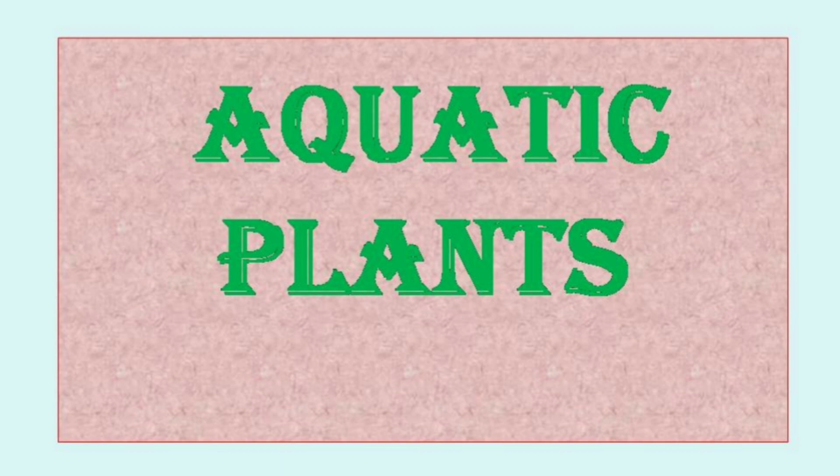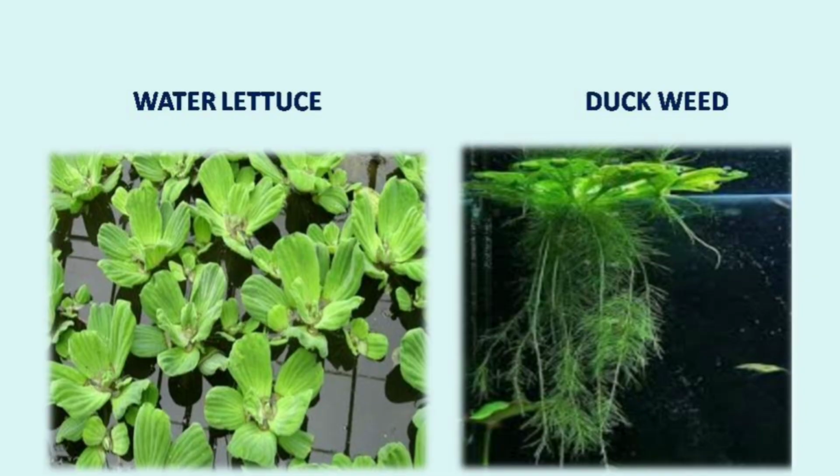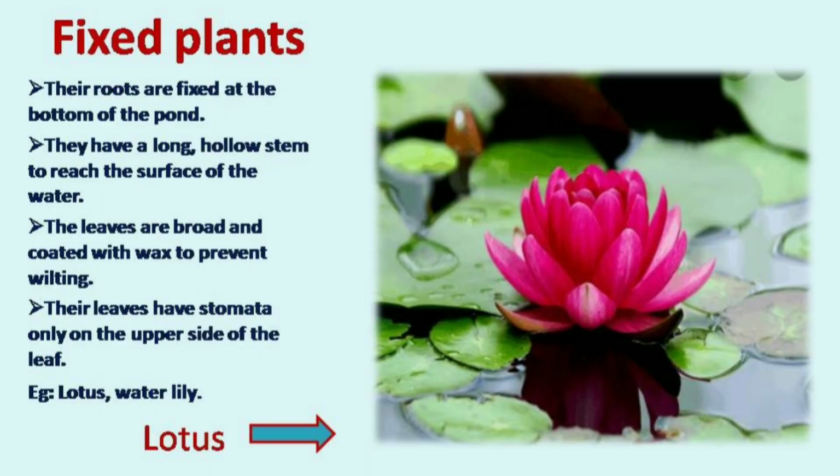Aquatic plants. As I have mentioned earlier, the aquatic plants are the plants that live in water. And based on the features, they are divided into three categories. They are the floating plants, and the features of these plants are these are light, spongy, and float on the surface of the water. The roots of these plants hang loosely in water. Example: water hyacinth, water lettuce, and duckweed.